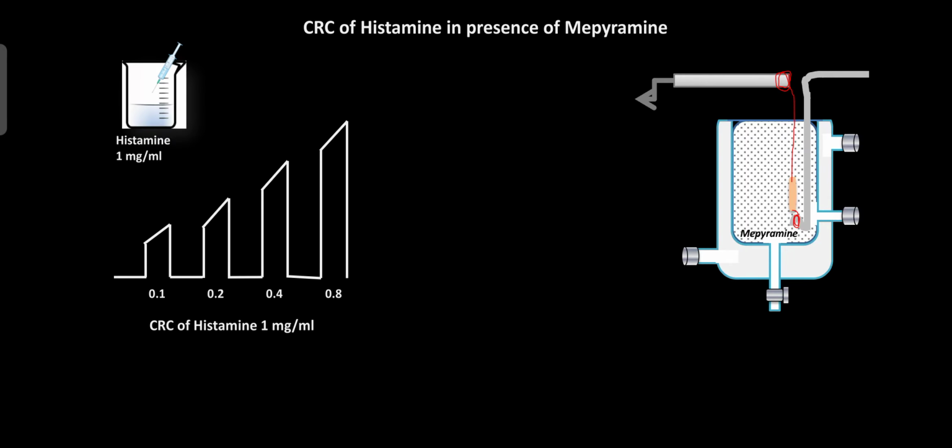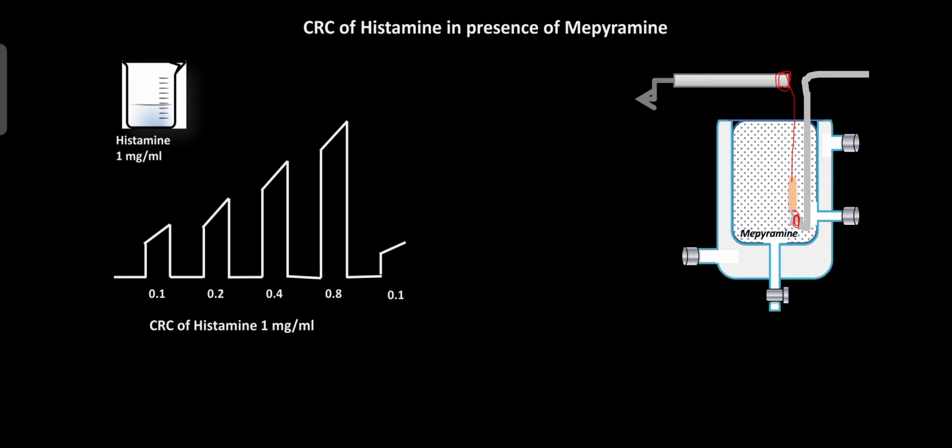After irrigating the tissue with mepyramine, and after 30 minutes, record the baseline once again for 30 seconds without any drug. Then add 0.1 ml of histamine solution, the same as used previously for histamine alone. Here you can record the responses due to the addition of 0.1 ml of histamine solution in the presence of the antagonist, mepyramine.